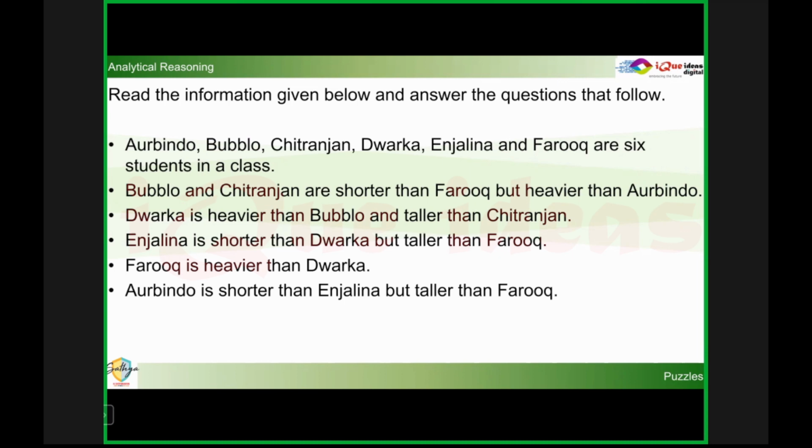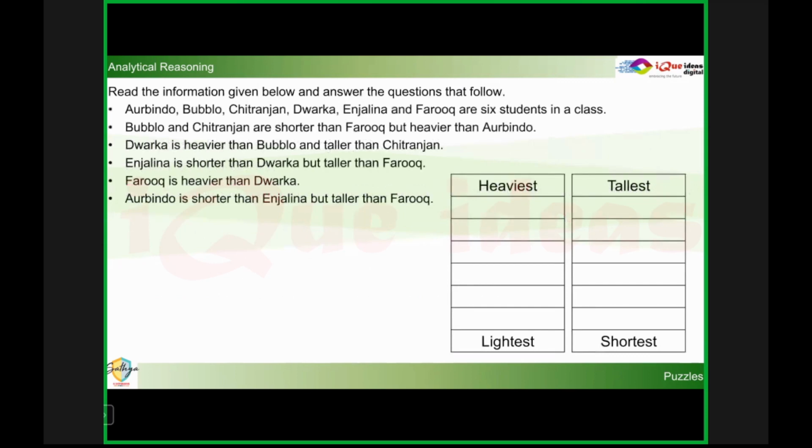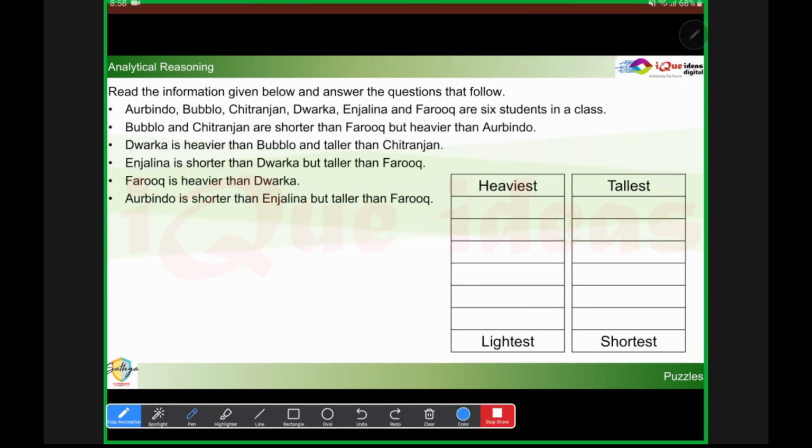So there are six people and names bhi aise mast A, B, C, D, E, F liye hain. So A, B, C, D, E, F are six students in a class. Okay. Ab do classification karne hain. Unko height ke hisab se bhi arrange karna hai, weight ke hisab se bhi arrange karna hai. So I am going to first focus only on height. Right. So pehla B and C are shorter than F. Heavier to weight ke chala gaya. To pehle sirf short ya tall pe jayenge.